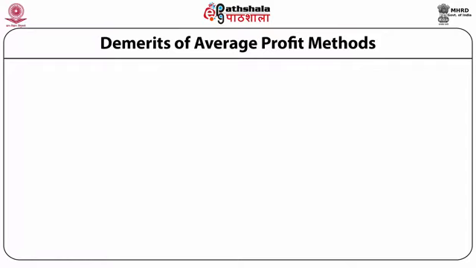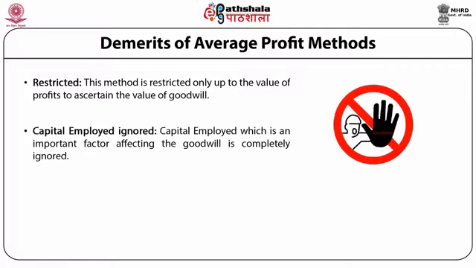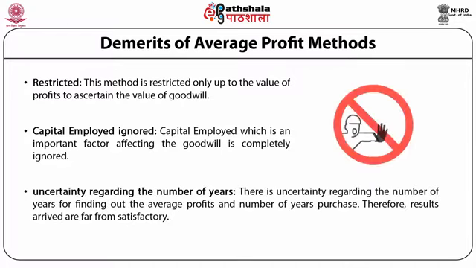Demerits of average profit method. The first demerit is restricted. This method is restricted only up to the value of profits to ascertain the value of goodwill. Capital employed ignored. Capital employed, which is an important factor affecting the value of goodwill, is completely ignored in average profit method. Uncertainty regarding the number of years. There is uncertainty regarding the number of years for finding out the average profit and the number of years purchase. Therefore, results arrived are far from satisfactory.